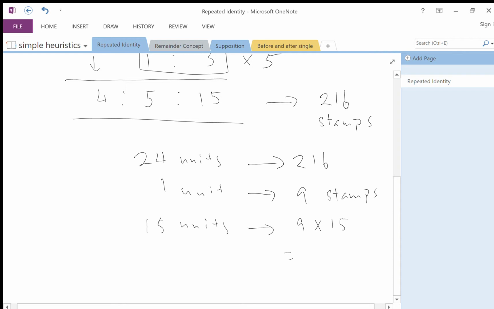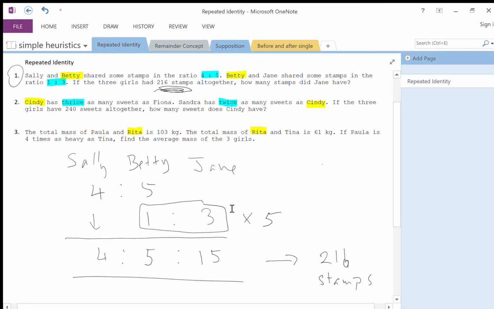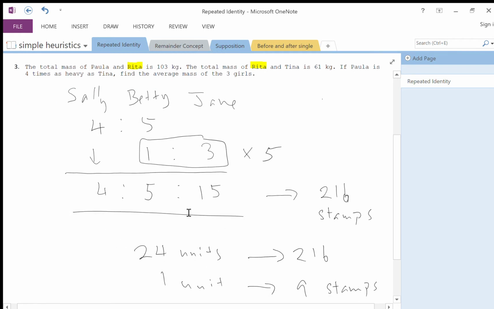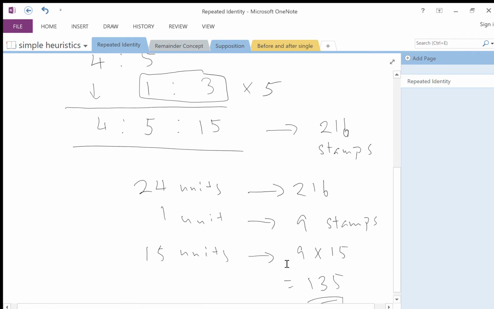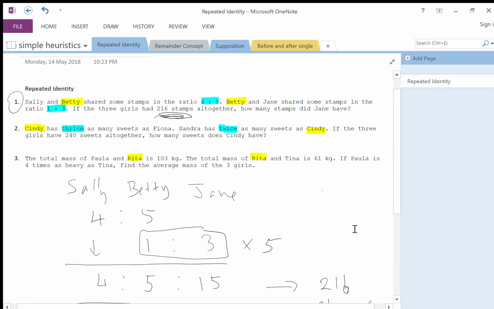Calculator again, we get 135 stamps. Right? So this is the solution for the first one. Okay, so as you can see, once again what we do is we find the person that is common to both, and we make sure that it is the same, right? If this is 5 here, this has to be a 5 as well, so it becomes 5 is to 15, and this total is 216 stamps. With this we can find the 1 unit, which is 9, and 15 is the one that we want to find, right? So that's the answer for the first one.